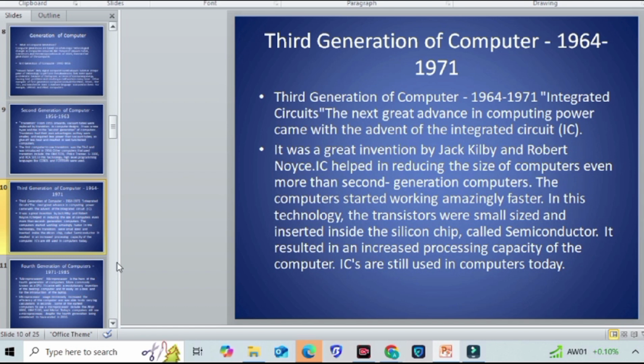Third generation of computer, 1964 to 1971, integrated circuits. The next great advance in computing power came with the advent of the integrated circuit, IC. It was a great invention by Jack Kilby and Robert Noyce. IC helped in reducing the size of computers even more than second-generation computers. The computers started working amazingly faster. In this technology, the transistors were small-sized and inserted inside a silicon chip, called a semiconductor. It resulted in an increased processing capacity of the computer. ICs are still used in computers today.